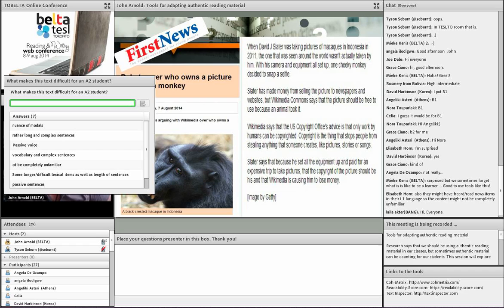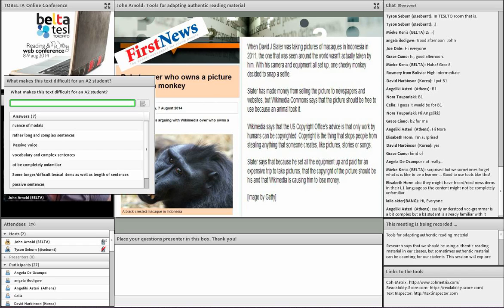Some longer, difficult lexical items as well as the length of sentences. Absolutely, absolutely. It's an interesting text because it's so short, but yet if we really take a look at it, there's a lot in this text that could be difficult for students. Yeah, that's true. Maybe for a B1 student, it'd be fine. But if we're using this for A2, I was looking to use this at an A2 level for a book that I'm working on. So that's why I was analyzing this text.